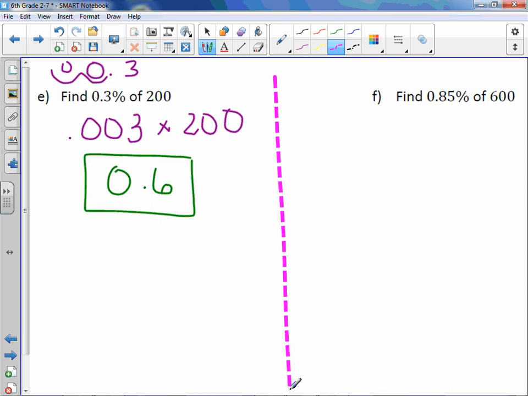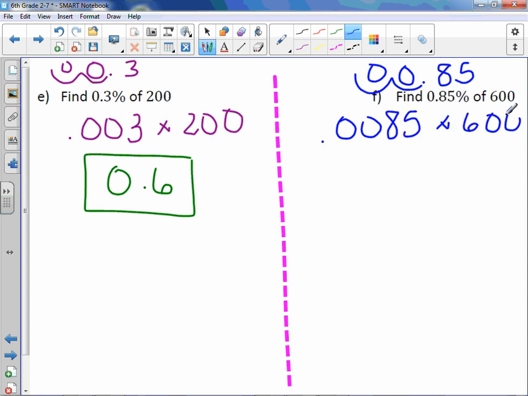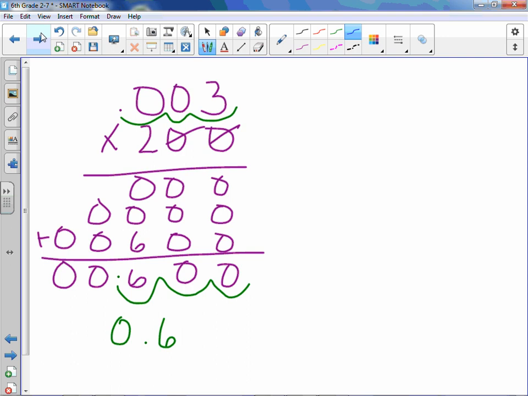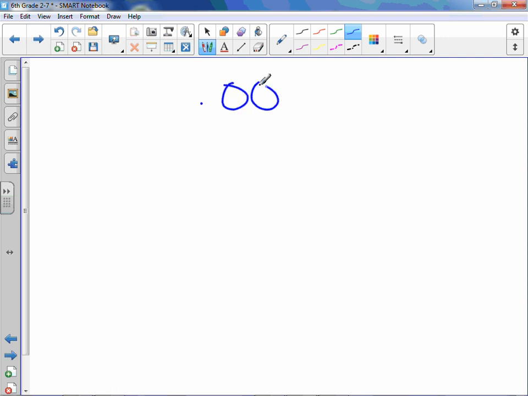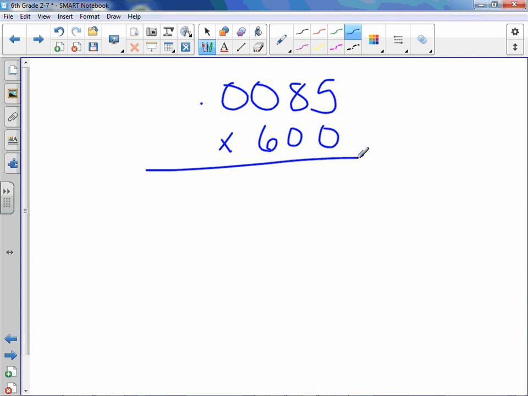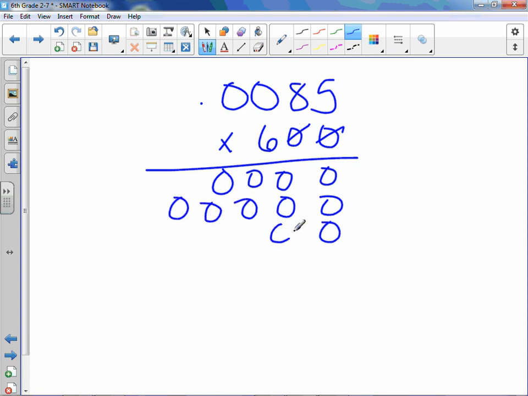Letter F, 0.85. Move it 2 to the left. So we have 0.0085 times 600. Zero, zero, zero, zero, placeholder. 0, 0, 0, 0. 2 placeholders.